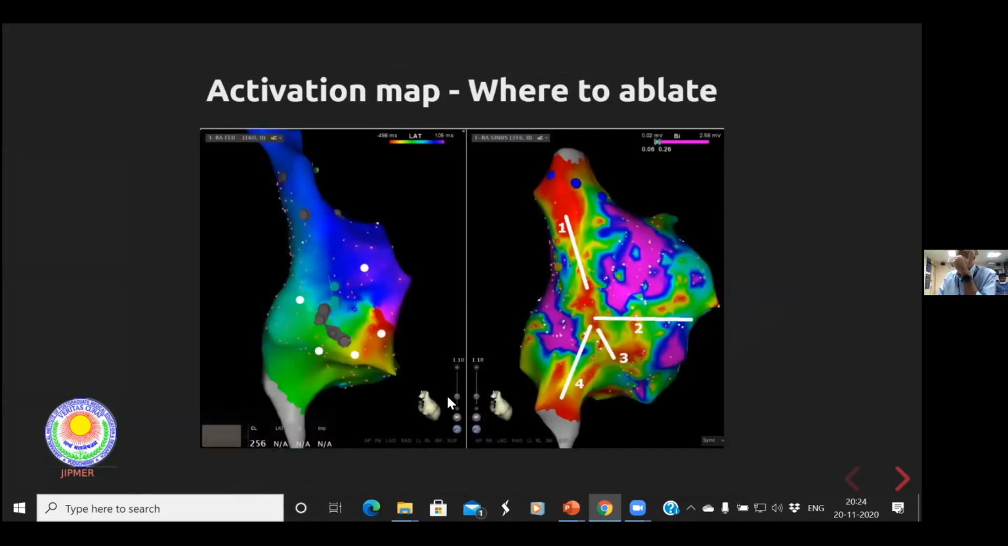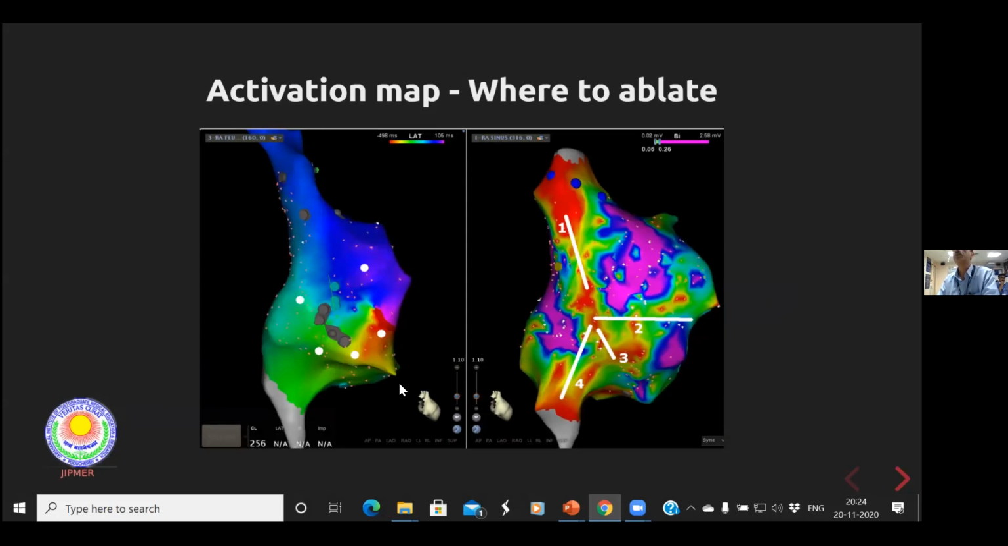Now, the next issue is to consider how to ablate this. All macro re-entries obviously need a line to interrupt the circuit, and a line can be drawn in multiple places. General principles are that a line should always go between two anchor points, and the anchor points can be either an anatomical structure or dense scar.